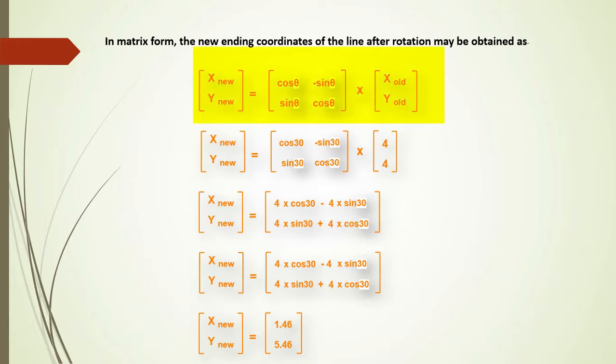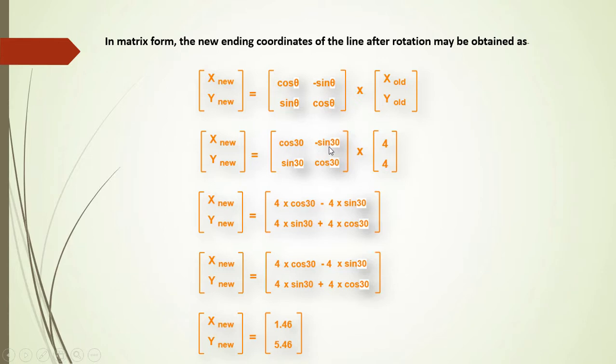We can write in matrix format x new, y new is equal to cos theta, minus sin theta, sin theta, cos theta, into x old, y old. All these values are column vectors. So by placing all these values, we need to perform the equation. We will have cos 30, minus sin 30. These values we can get from our trigonometric table, and we have the old x value 4 and the old y value 4. So when we multiply this in matrix format, we need to multiply in this way.